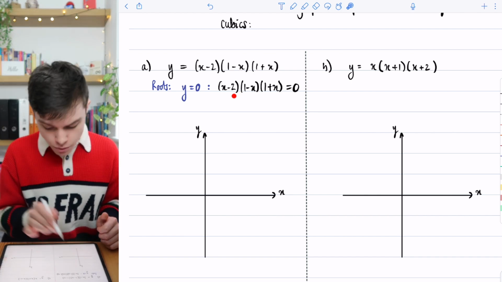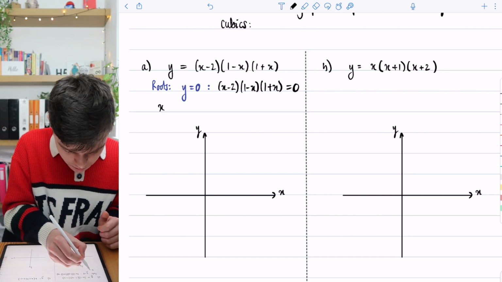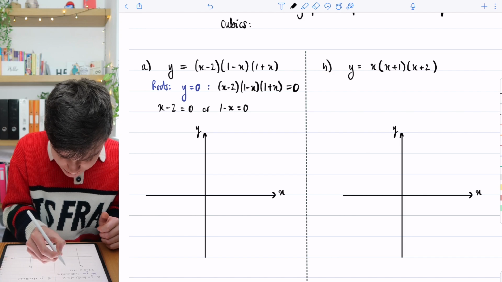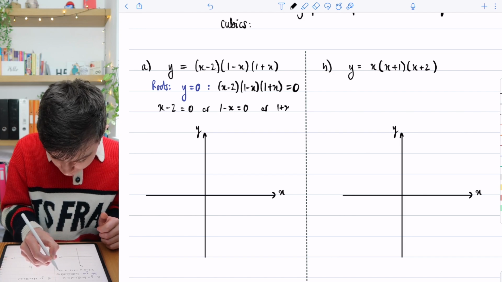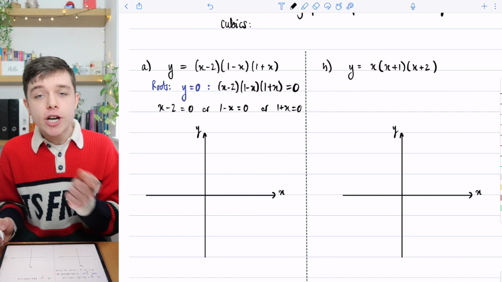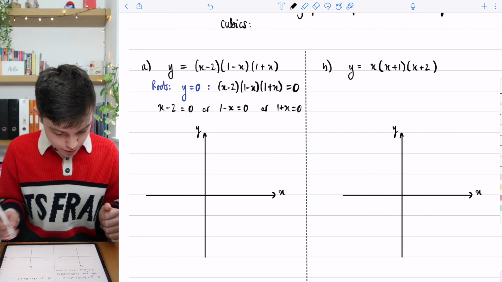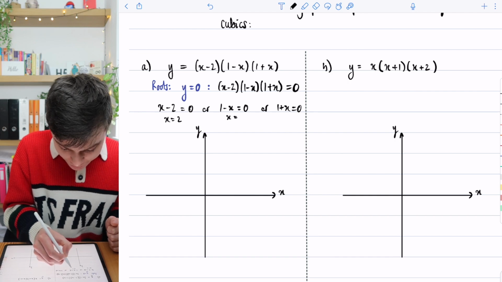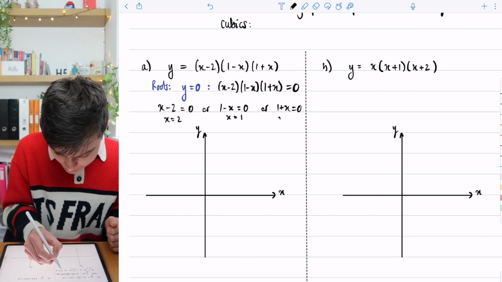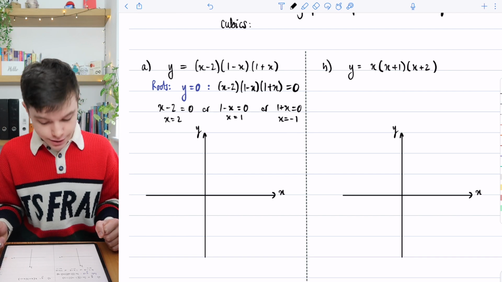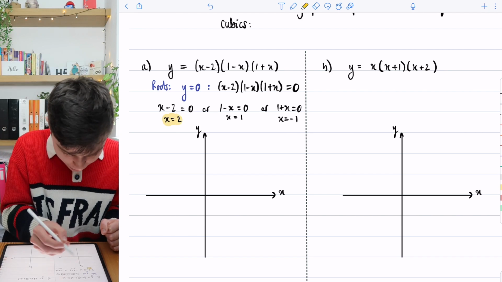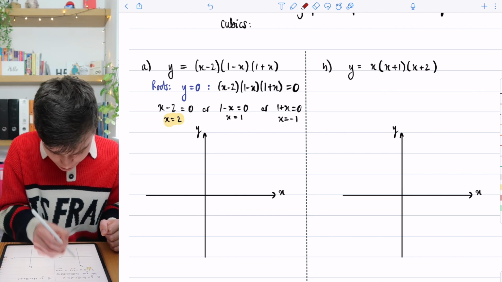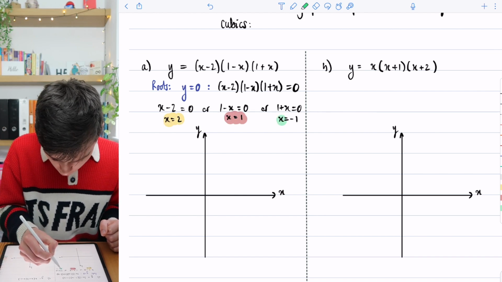So x minus 2 can be equal to 0, or the second bracket equal to 0, or the third bracket equal to 0. And then we can just solve for x in those 3 situations. So here, x will be equal to 2. Here, x will be equal to 1. Or here, x will be equal to minus 1. Okay, so those are my 3 roots. And in fact, I'll highlight those in 3 different colours. We'll go with yellow, red, and green.